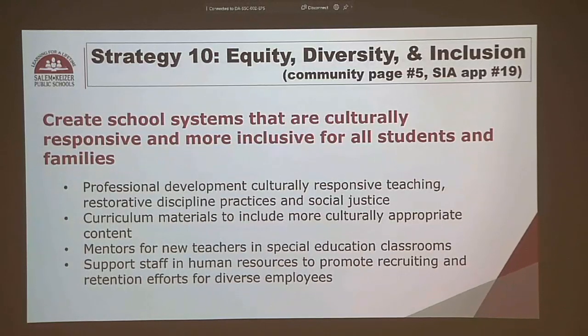Okay, strategy 10. We are committed to equity, diversity, and inclusion in order to provide safe and welcoming environments for our students and to ensure that our teachers provide instruction and support to our kids in a manner that is respectful and honoring to their culture and their belief systems. So, professional development opportunities, specifically targeting culturally responsive teaching, restorative discipline practices, and social justice. But in addition to just PD, we need to ensure that we have curriculum materials in front of our kids that represent them, that are culturally appropriate in their content.